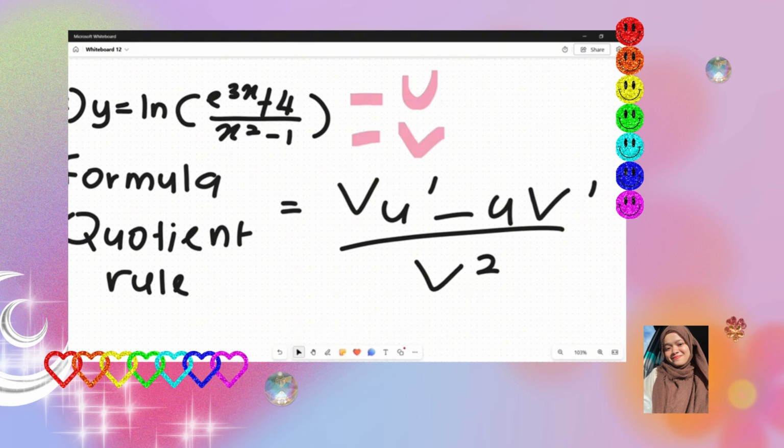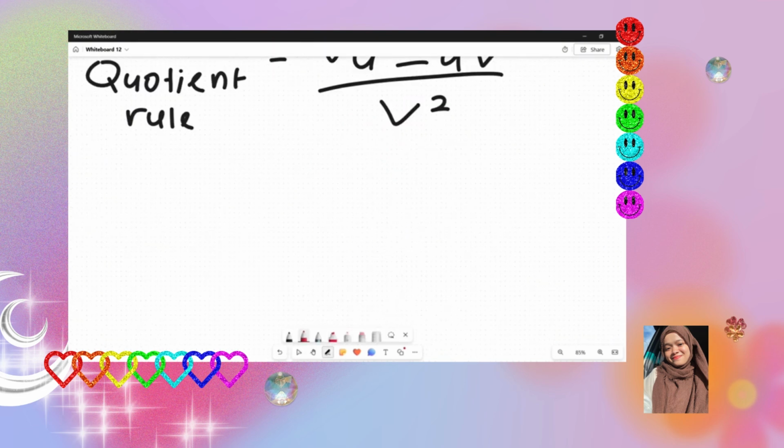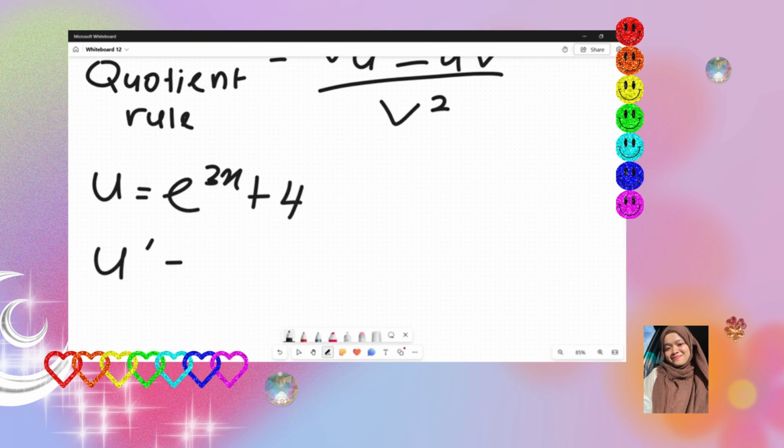U is e to the power of 3x plus 4. Right now we want to find U prime. How to find it? We differentiate e to the power of 3x, and we will get 3e to the power of 3x. The derivative of the number 4 is 0, so we don't need to write it.